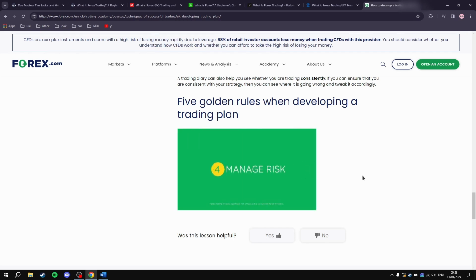Also, make sure you manage your risk. Work out how much risk is acceptable to you and take it from there. Ensure you're aware of the risk management tools available to you on your platform.